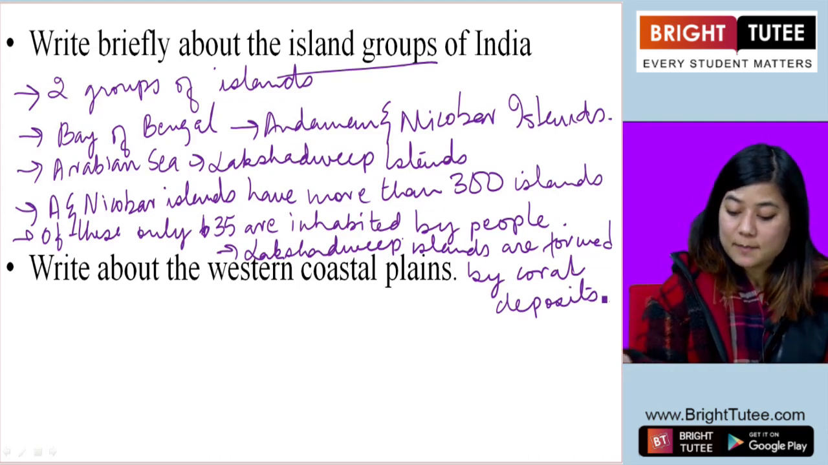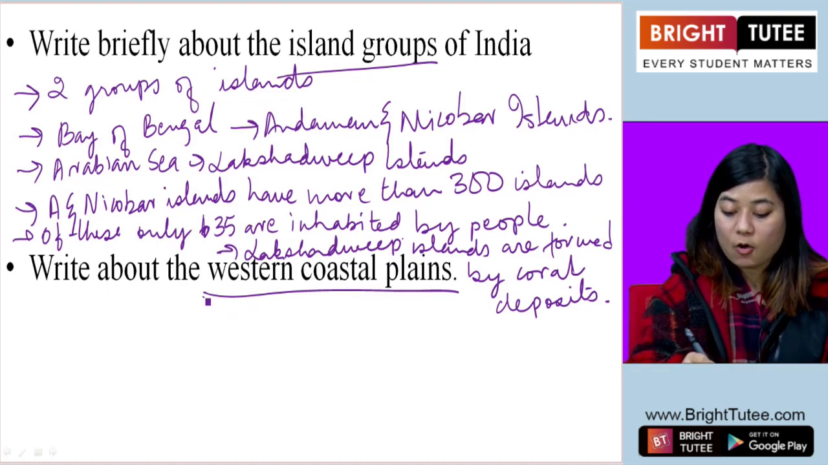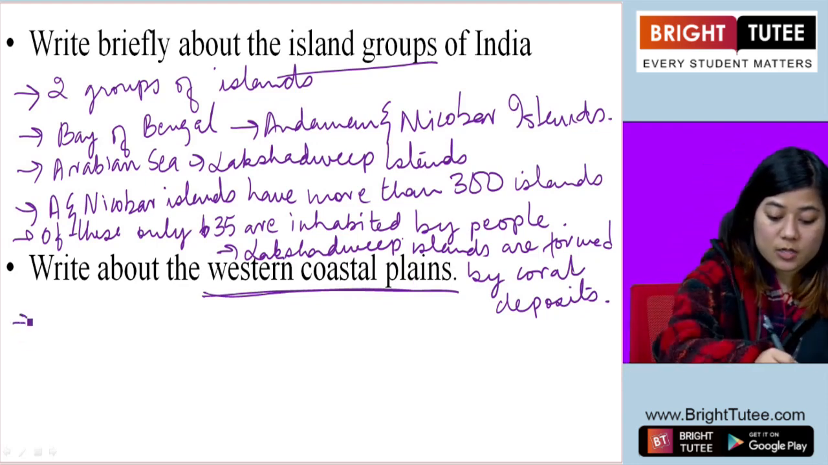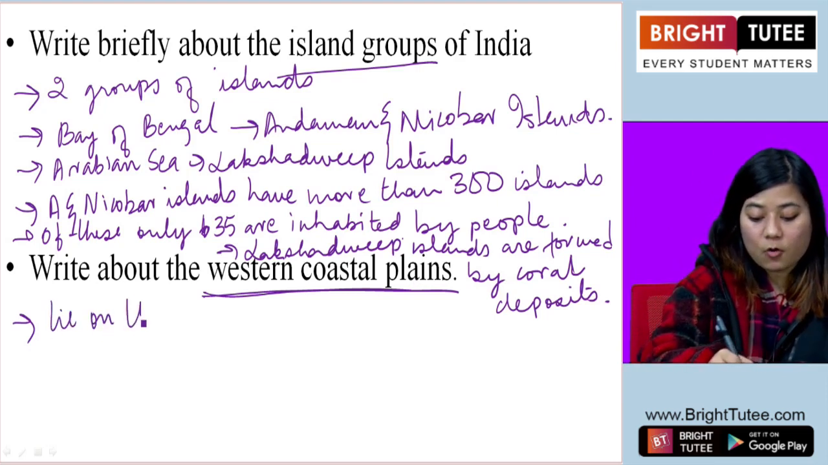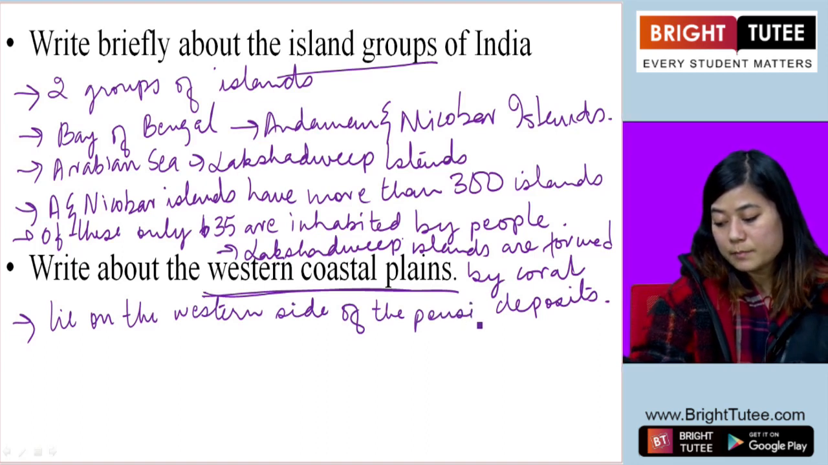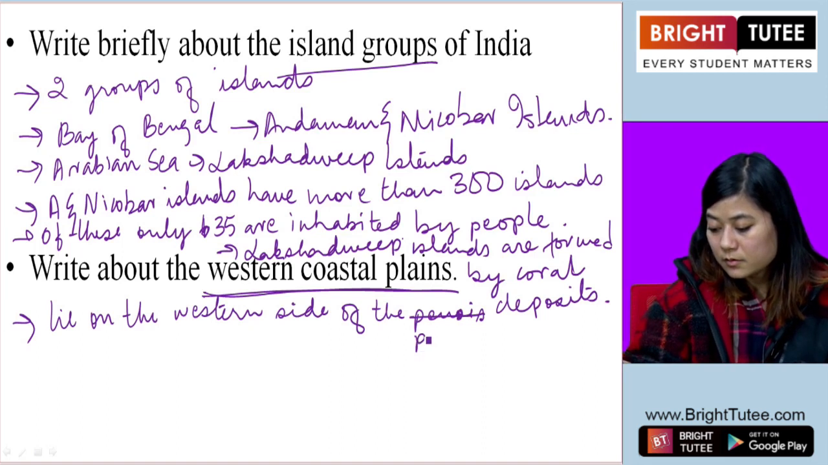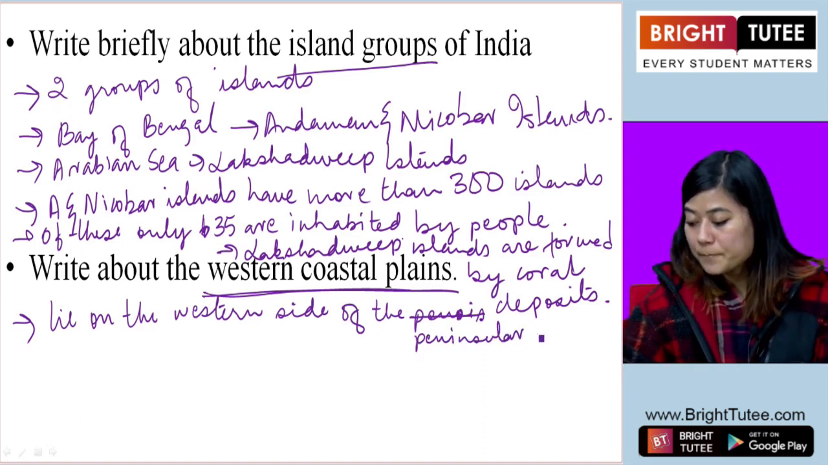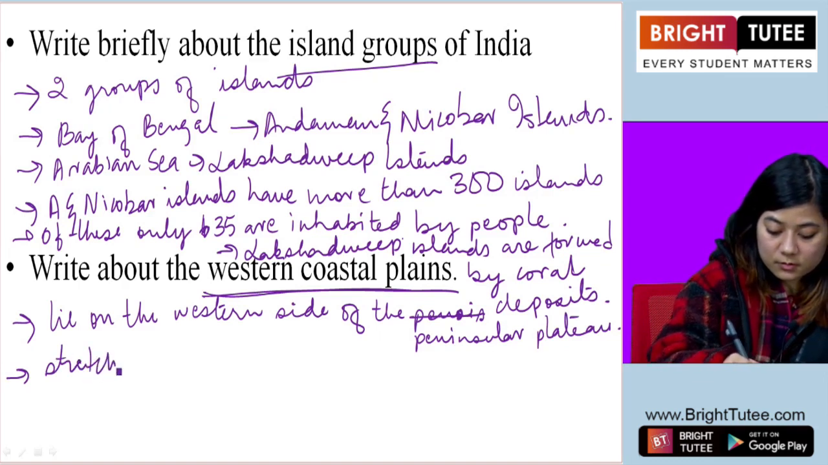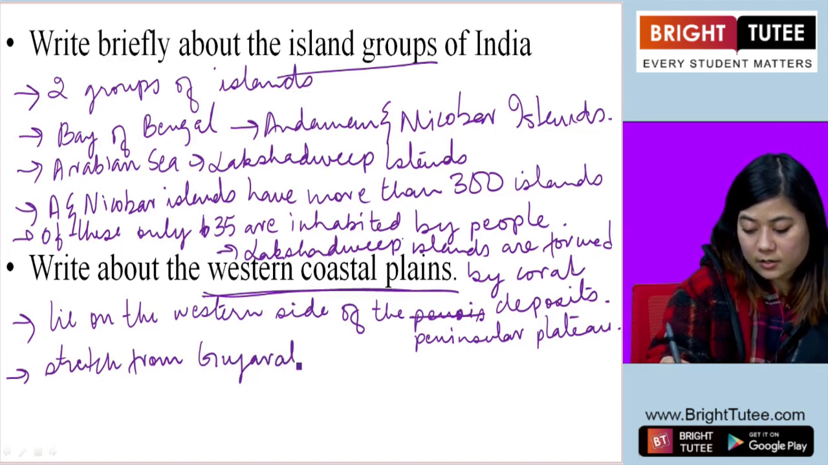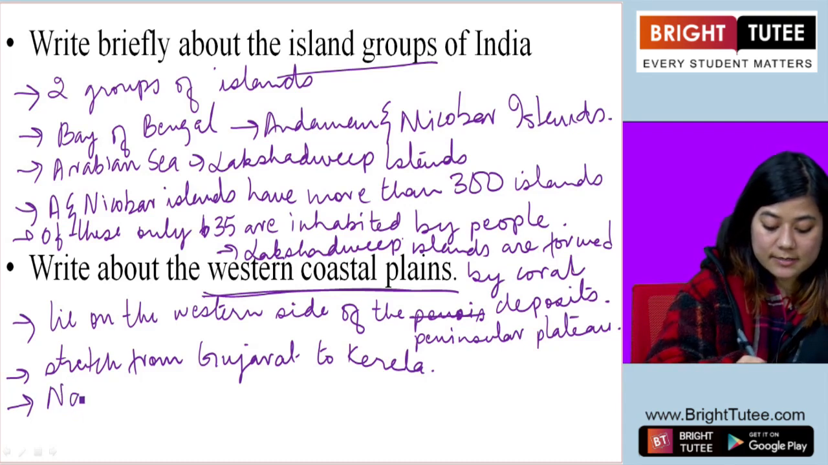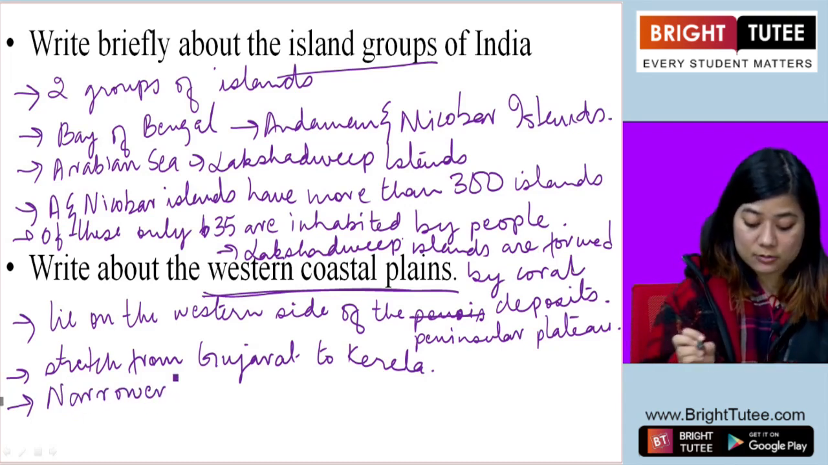The next question, write about the western coastal plains. So they have only asked about the western coastal plains, not the entire coastal plains. Okay, so we can skip the eastern coastal plains. So the western coastal plains lie on the western side of the peninsular plateau. They stretch from Gujarat to Kerala. This area is narrow or narrower compared to the eastern coastal plains.